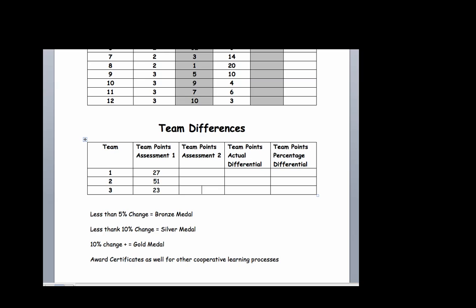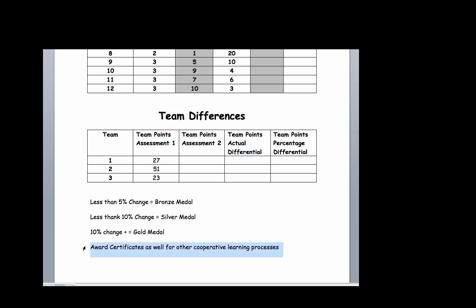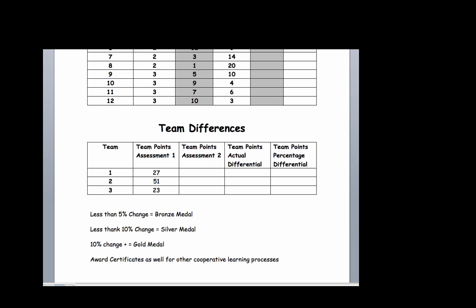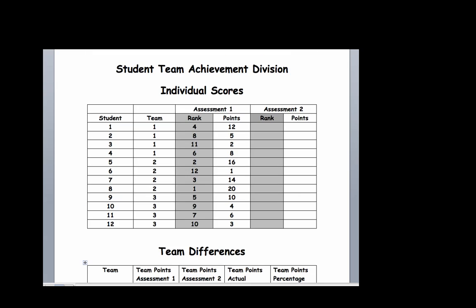Now here, if they change their score by less than 5%, they will get a bronze medal, less than 10 a silver, and a 10% plus change is a gold medal. And then we're also going to award certificates for the cooperative learning processes that may go on in the lesson. So for example, we set the students, after assessment 1, a second learning phase activity, and then they are going to complete assessment 2.